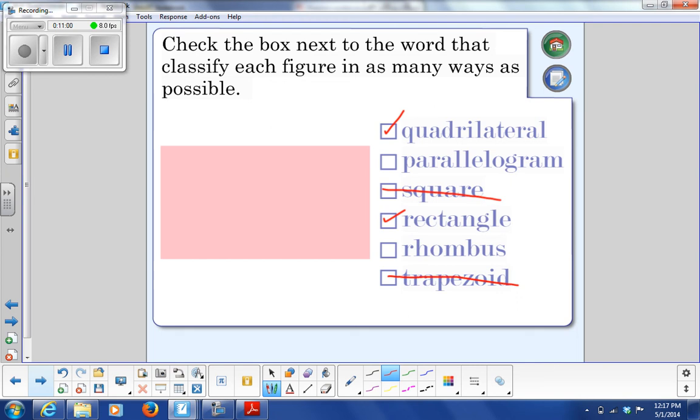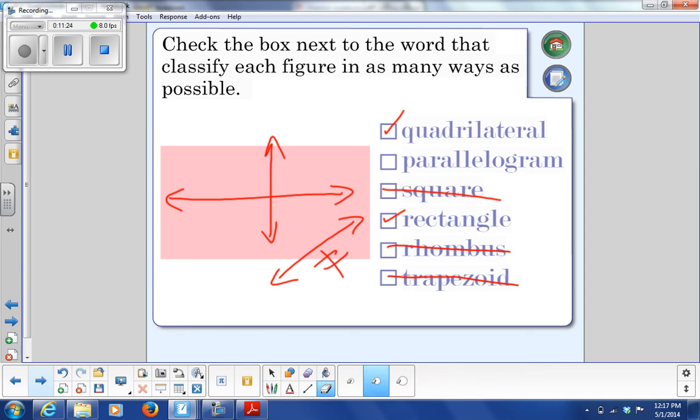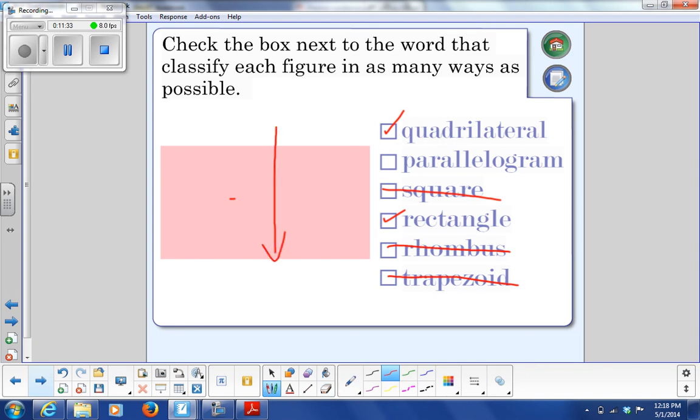A rhombus has two pairs of parallel sides. This is parallel to this one, and this is parallel to this one. But does it have four equal sides? This side is not equal to this side. My bottom is not equal to my right or to my left. So it cannot be a rhombus. But is it a parallelogram? It's got two pairs of parallel sides, so yes, check there. And it says that opposite sides are equal. So if this is equal to this, which it is, and this is equal to this, which it is, it's a parallelogram.